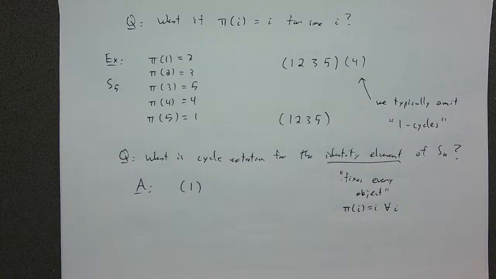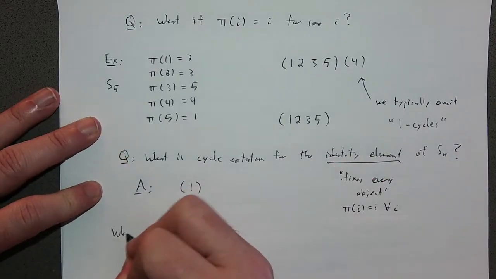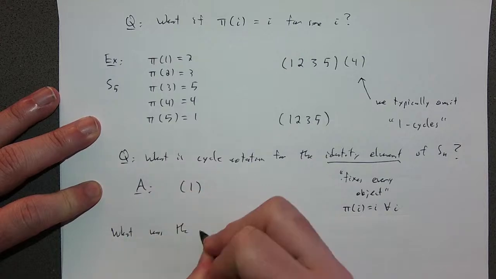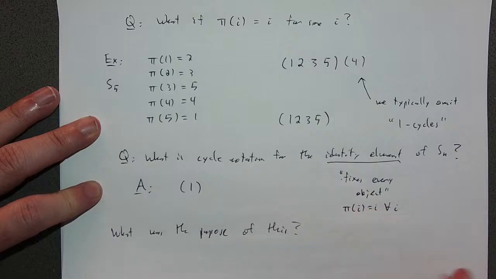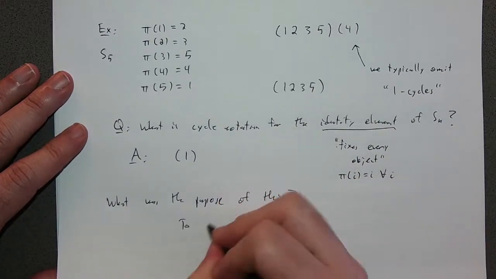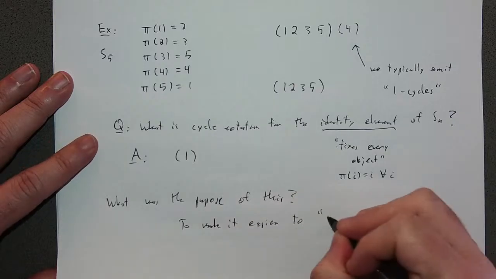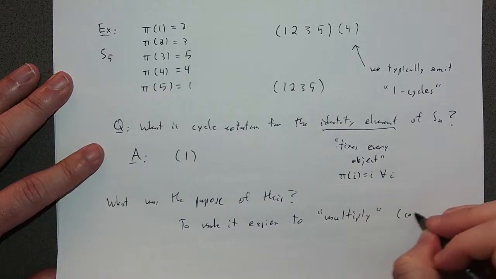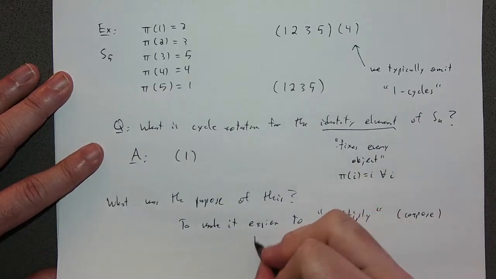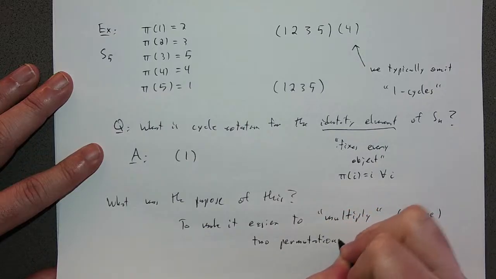Okay. So now, what was the purpose of this? The purpose is to make it easier to multiply. Remember, this actually means to compose two permutations. So let's do an example.